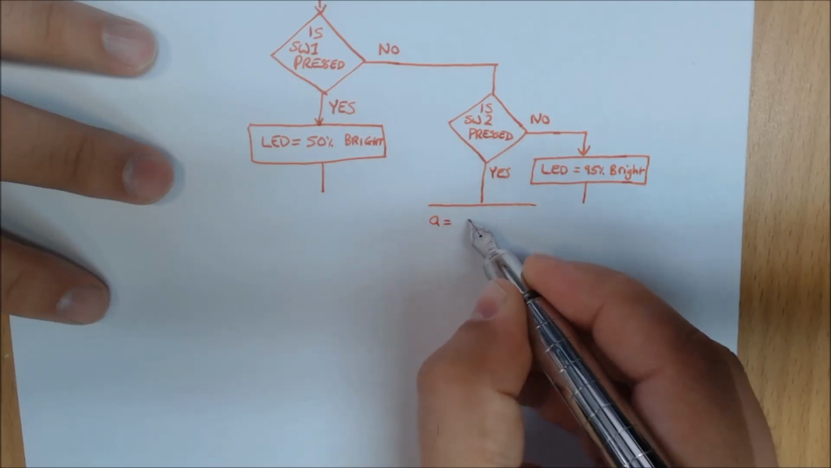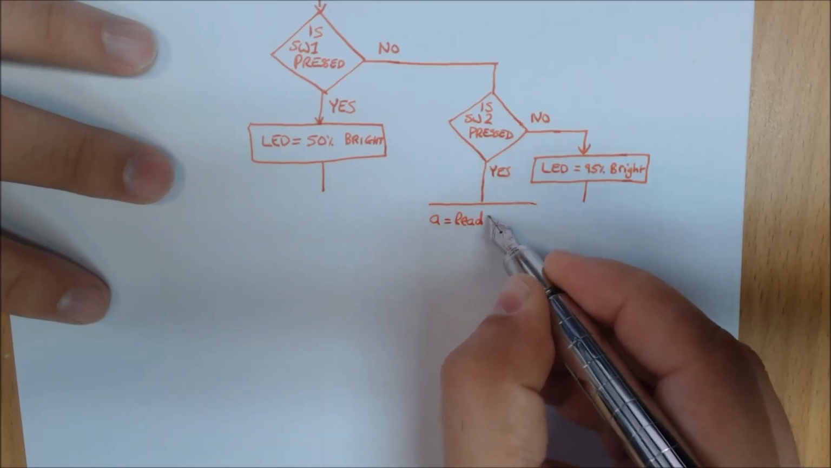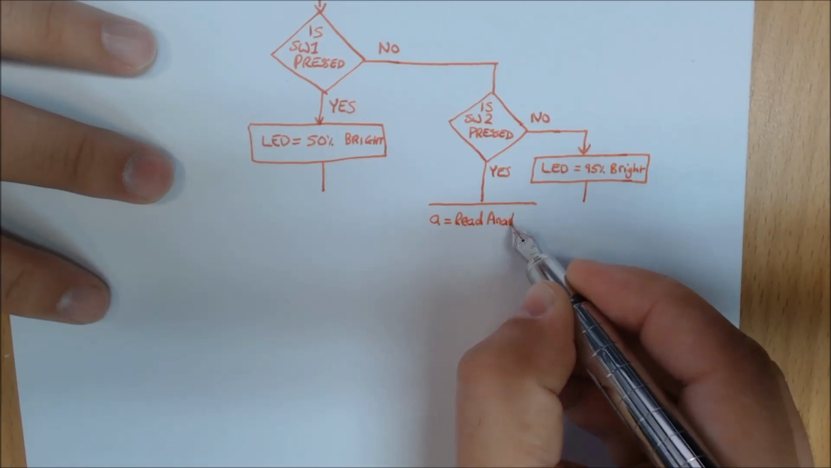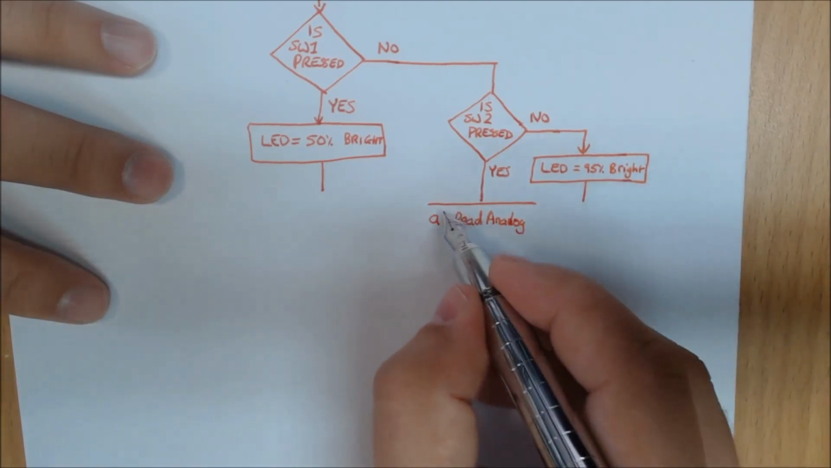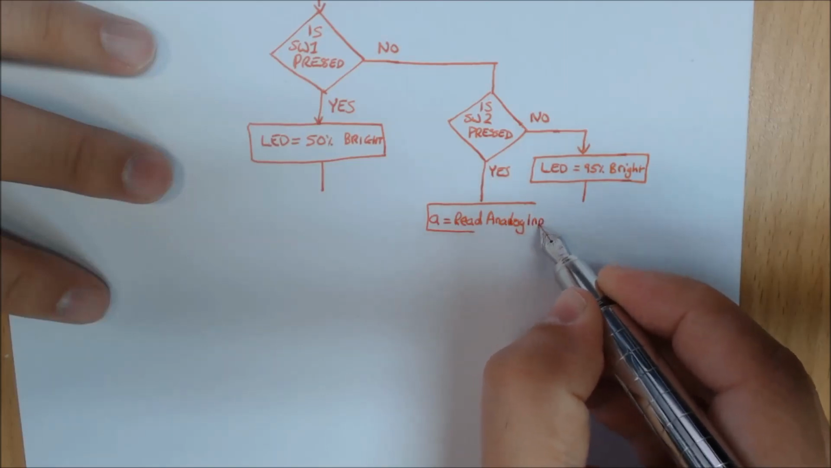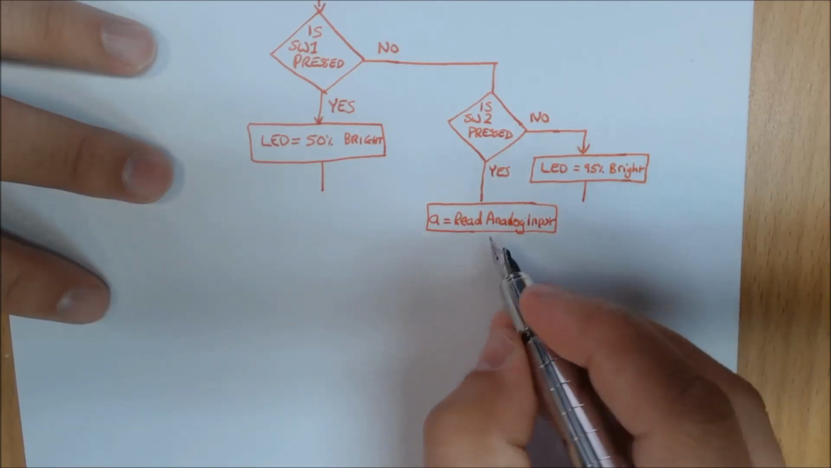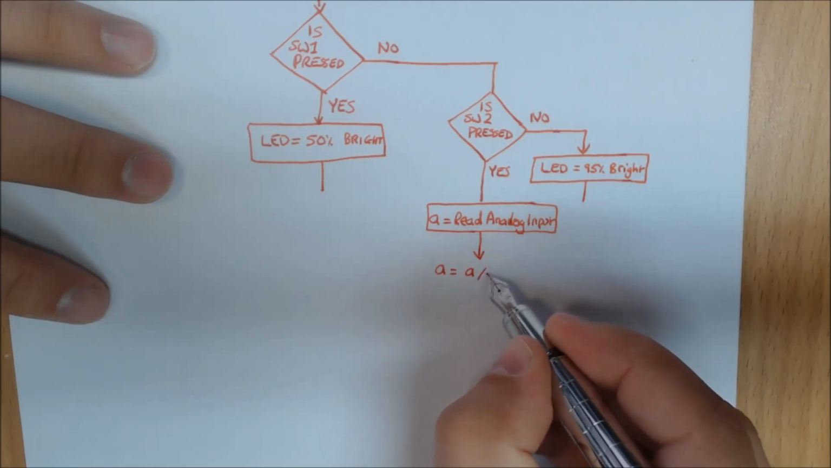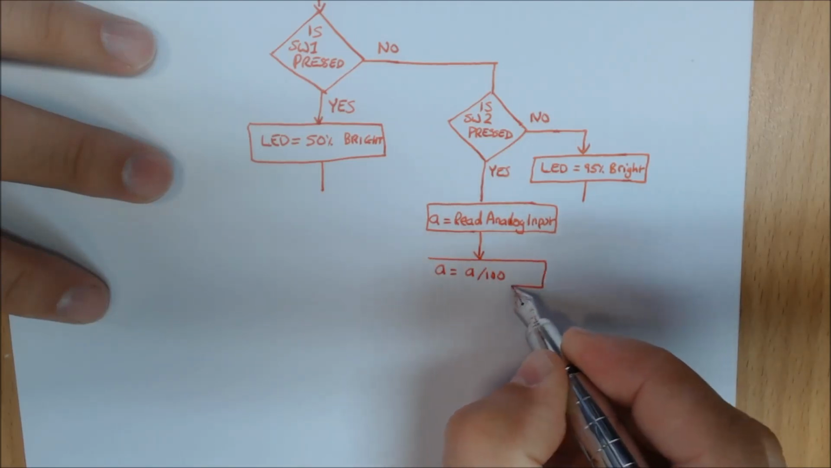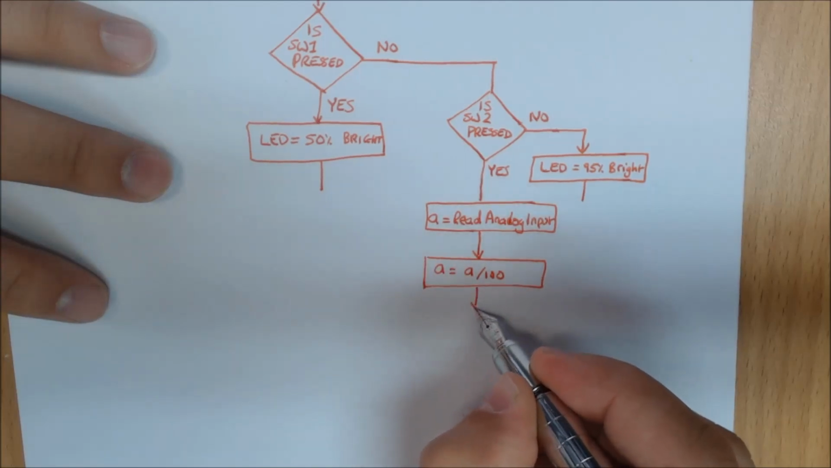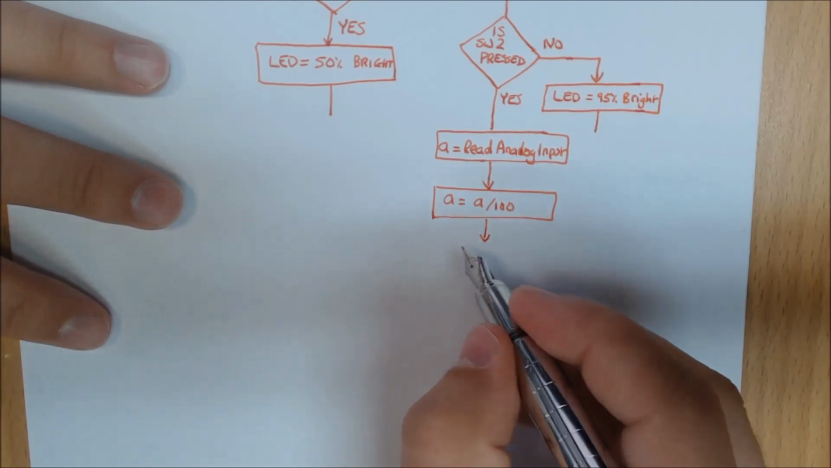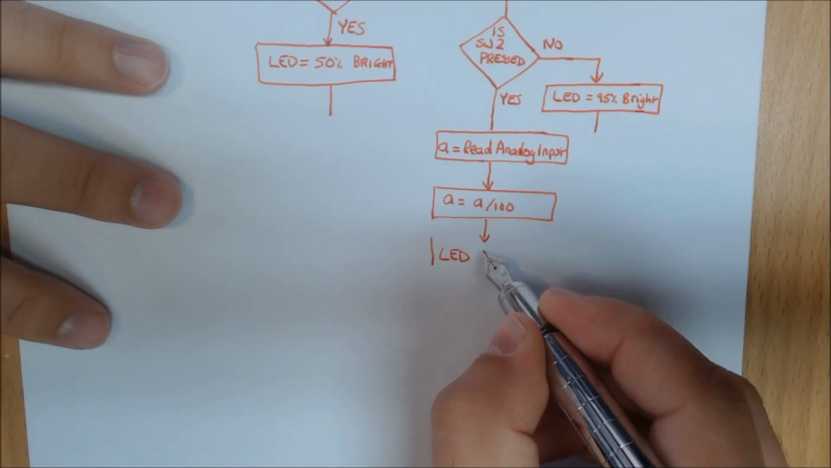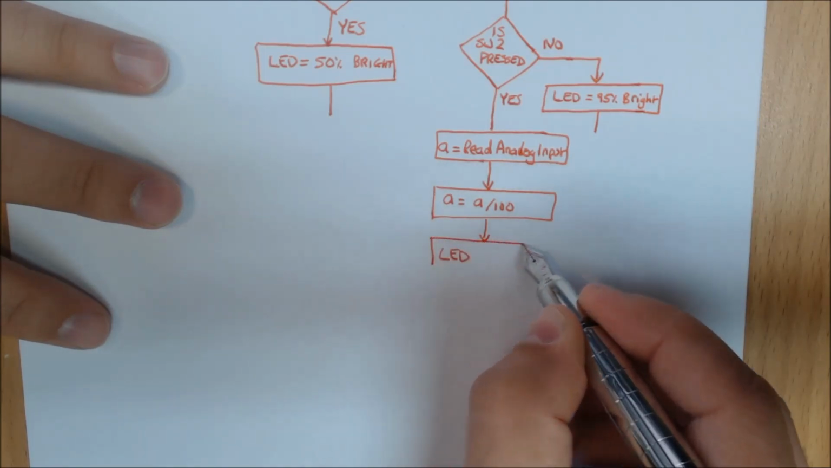So A equals read, so A is read the analog value, A is equal to A divided by 100. And then we supply that value as the LED brightness.